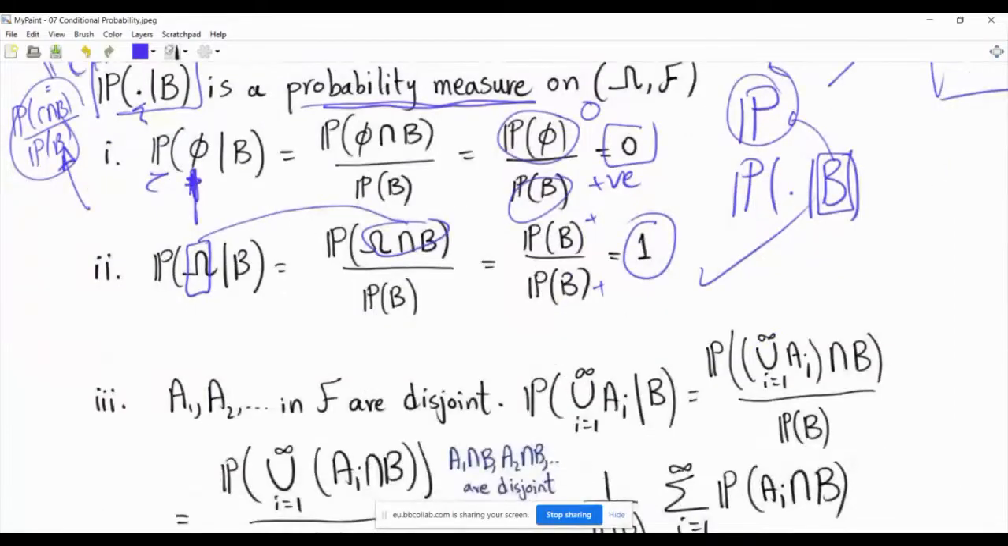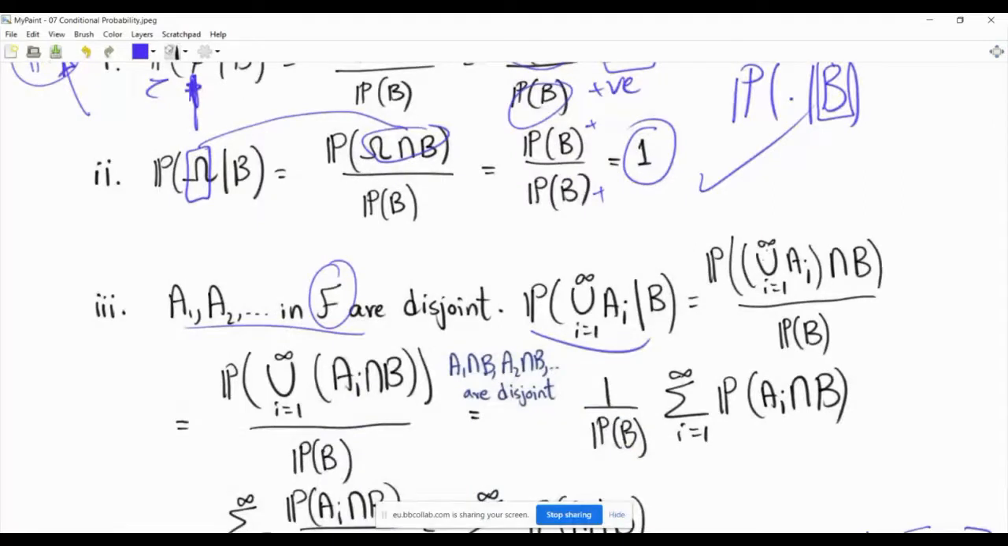What if we have a collection of disjoint members of the sigma algebra? So what is the probability of the union, i from 1 to infinity, of A_i, given B? Again, I will talk later about the practical meaning of conditional probability, but for now it's just a definition. The probability of an event, given some event with non-zero probability, is just the probability of the intersection divided by the probability of B. So we will just use the definition, okay?